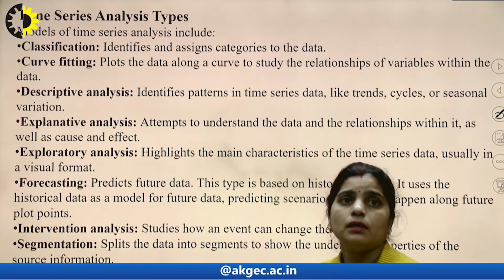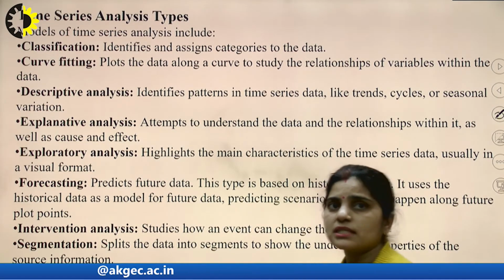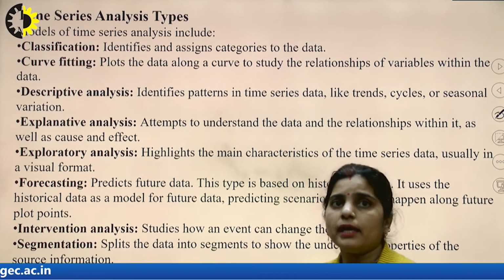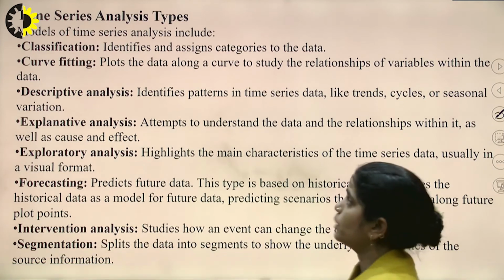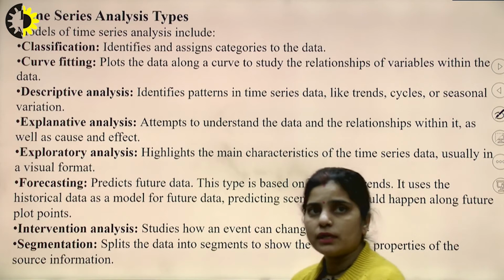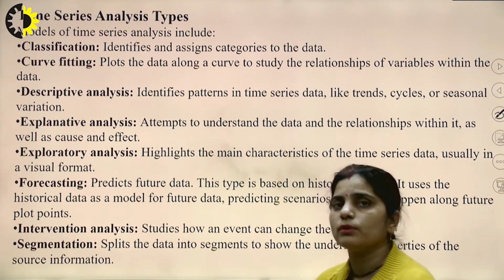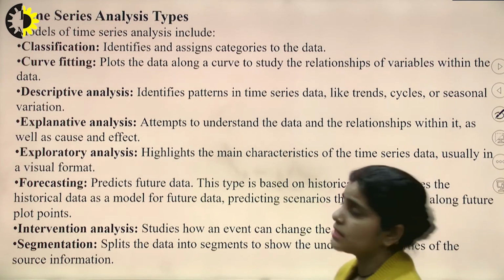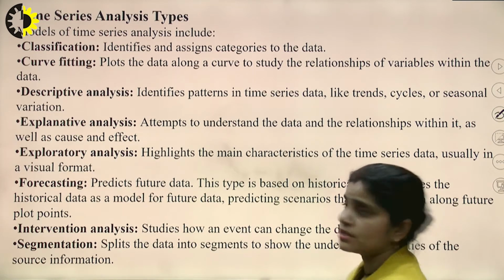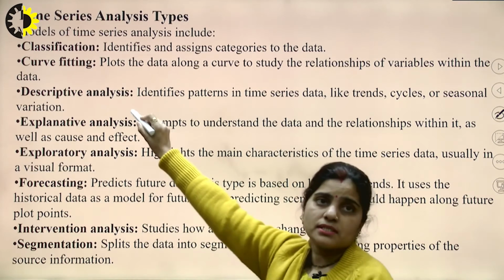Next, what are the different types of time series analysis? First one is classification. Basically, this time series model identifies and assigns categories to the particular data. Means in classification, for a particular data we assign the categories, or we can say we assign the classes. Second one is curve fitting. In this, we plot the data along the curve, which allows us to study the relationship of the variables within the particular data.